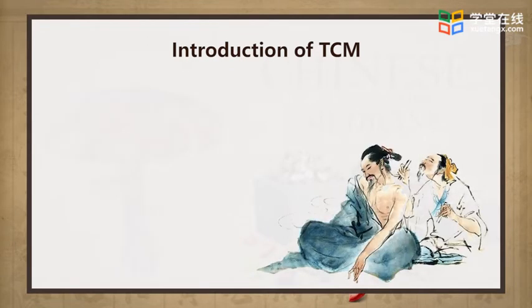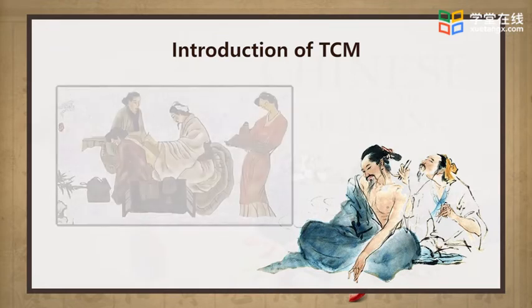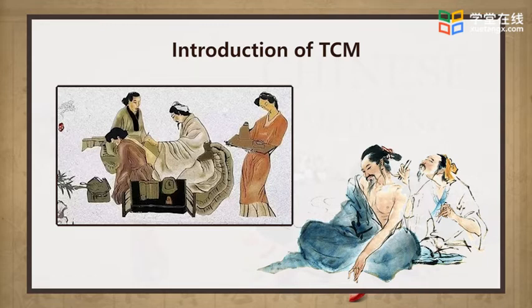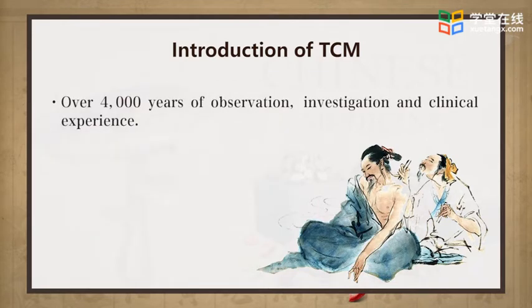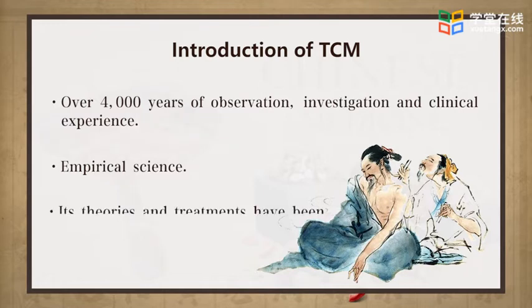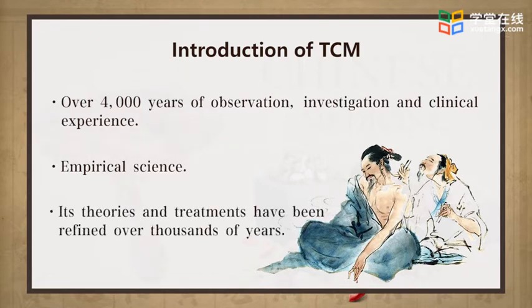The history of the origin of TCM is infused with the history of human civilization. It is the history of ancient people fighting for survival and development, as well as fighting against disease. Therefore, TCM is a well of medical knowledge gained from over 4,000 years of observation, investigation, and clinical experience. TCM has plenty of empirical science. Its theories and treatments have been repeatedly used and refined over this long period of time.